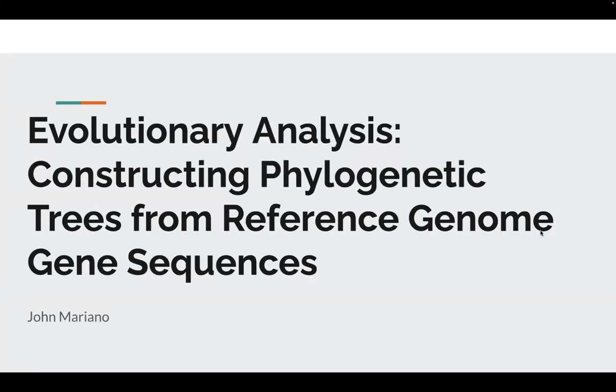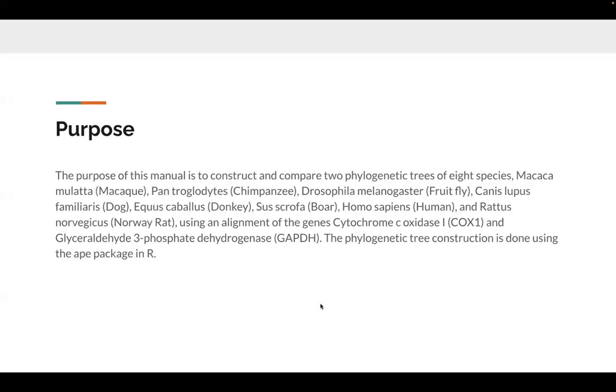Hello, everybody. Today I'm going to be discussing my instruction manual on constructing phylogenetic trees from reference genome gene sequences. The purpose of this manual is to construct and compare phylogenetic trees of 8 species using an alignment of the cytochrome C oxidase 1 gene as well as the glyceraldehyde 3-phosphate dehydrogenase gene. And the phylogenetic tree construction will be done using the 8 package in R.